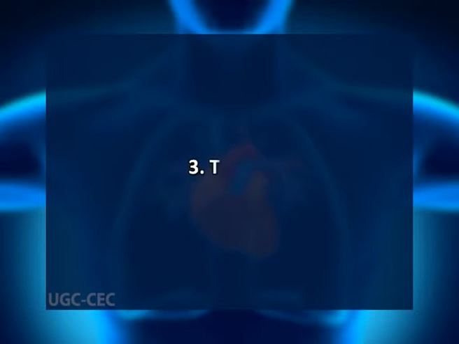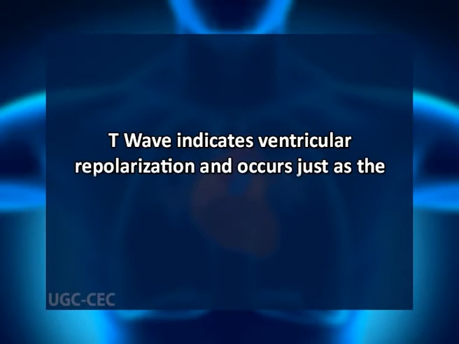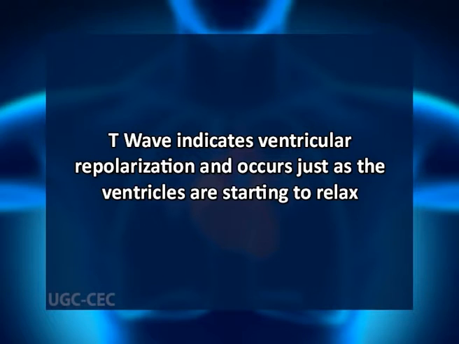The third wave is a dome-shaped upward deflection called the T wave. It indicates ventricular repolarization and occurs just as the ventricles are starting to relax. The T wave is smaller and wider than the QRS complex because repolarization occurs more slowly than depolarization.